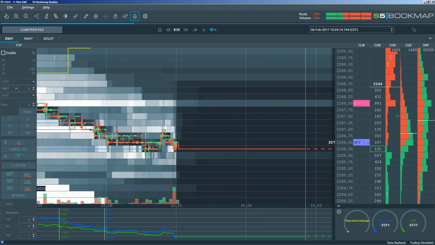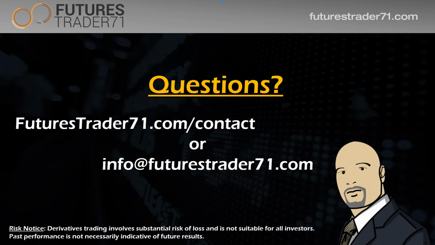This was excellent and great new stuff. Going over that unique way of looking at the cumulative volume delta and filtering for larger size, as well as showing exactly what you're doing with your theoretical average and scalping in and out of positions and adding more leeway in your stop there.